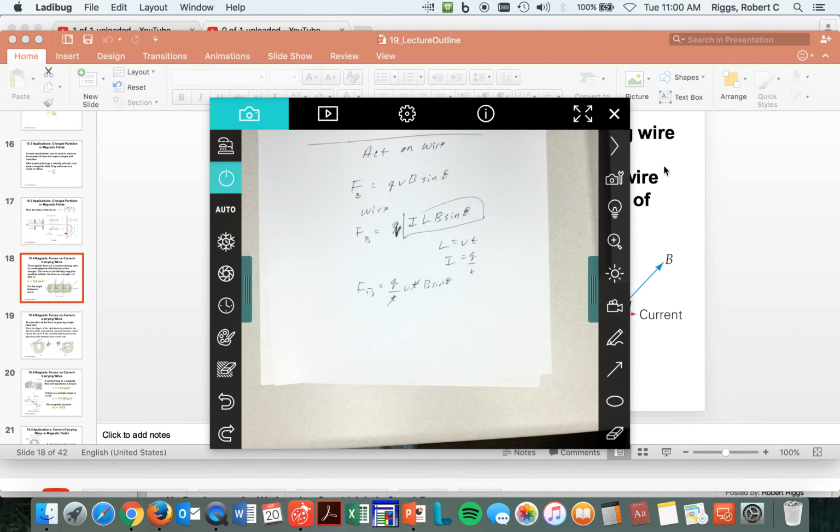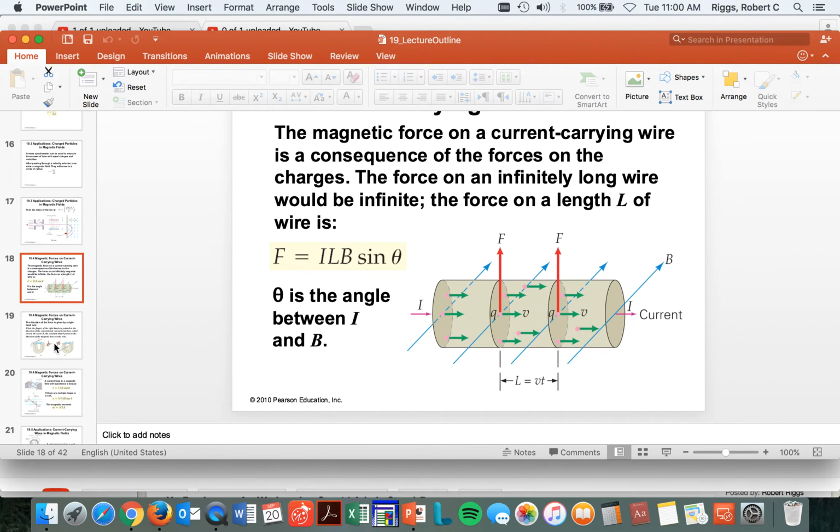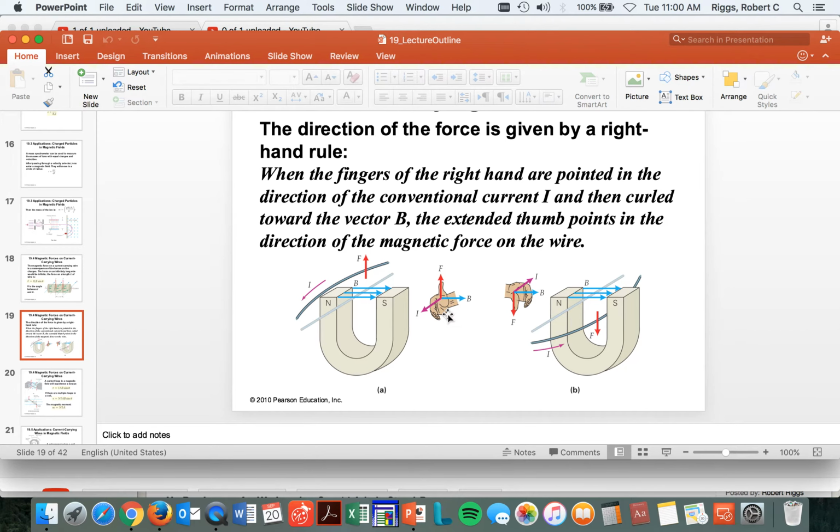And the direction of the force is given by the right hand. Point the fingers of the right hand in the direction of the conventional current, then curl towards B. The extended thumb points in the direction of the force. So they're doing the right hand rule a little bit differently here, with the curling type thing. You can do it the way we did it too.